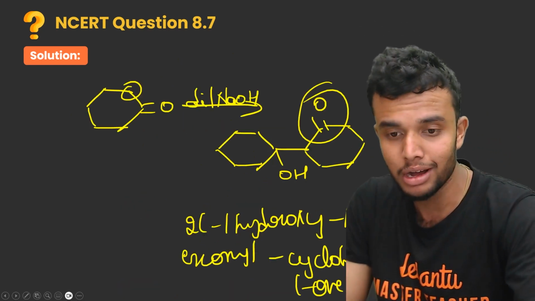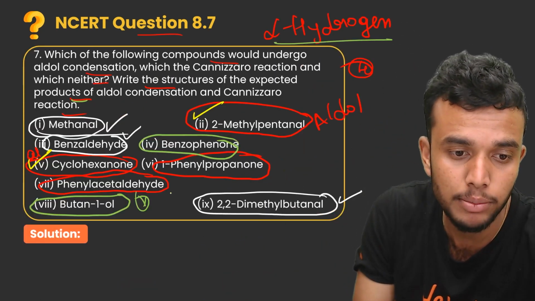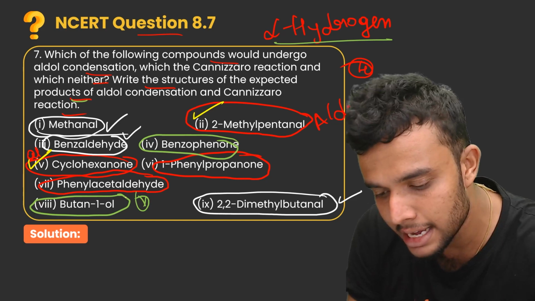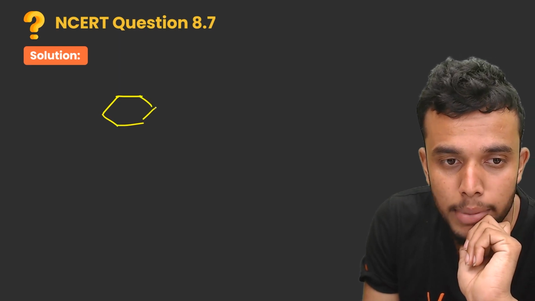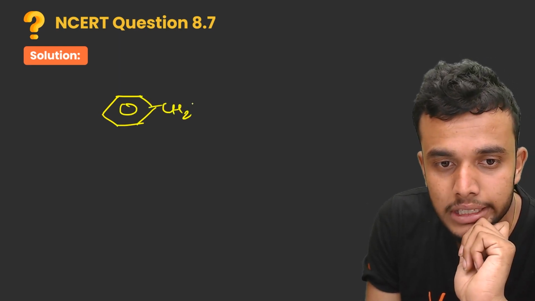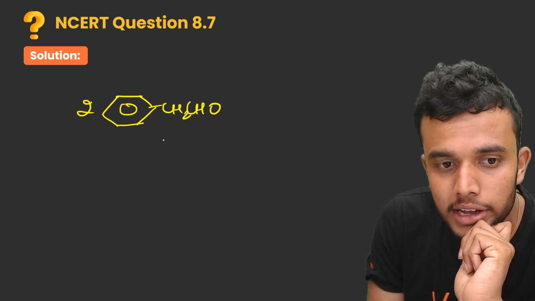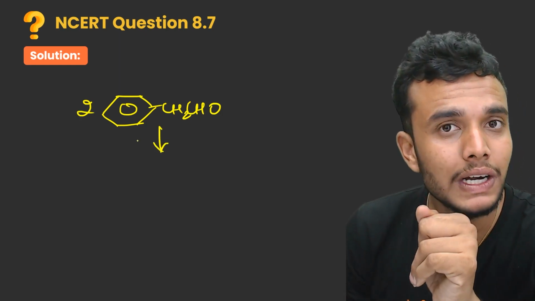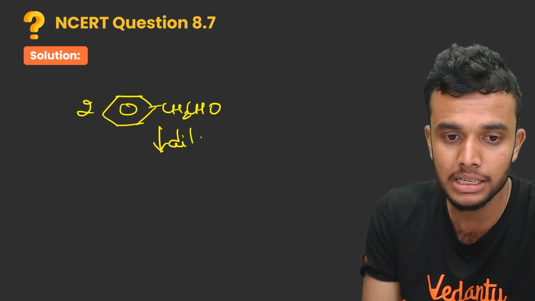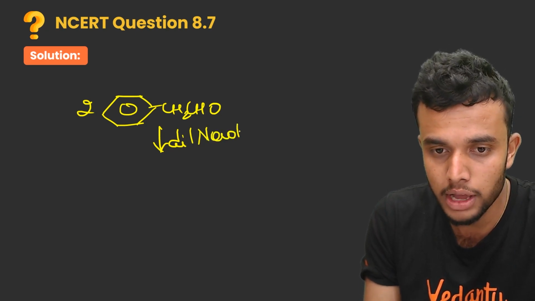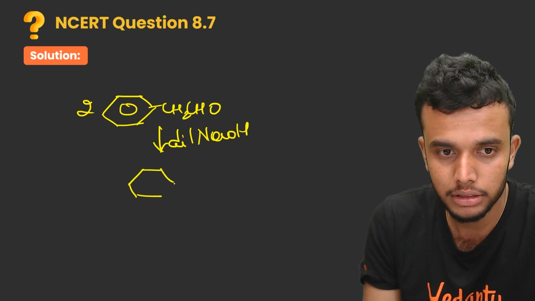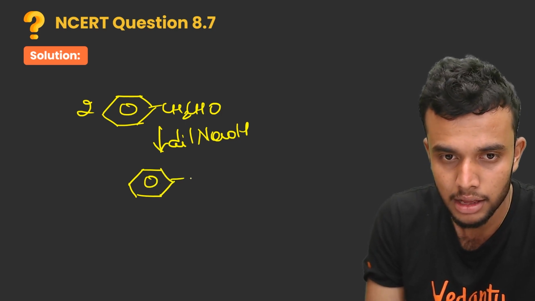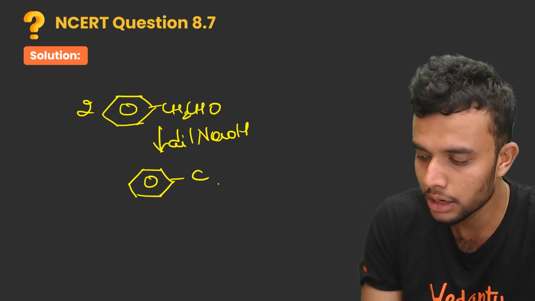Let's move on to the next one. The last condensation reaction product is from phenyl acetaldehyde. What is the structure of phenyl acetaldehyde? We already know about phenyl acetaldehyde. Phenyl acetaldehyde is nothing but one benzene group with a CH2CHO group. Two molecules of phenyl acetaldehyde undergo aldol condensation in the presence of dilute NaOH. Okay, it is a very simple compound. It is also the same, right?